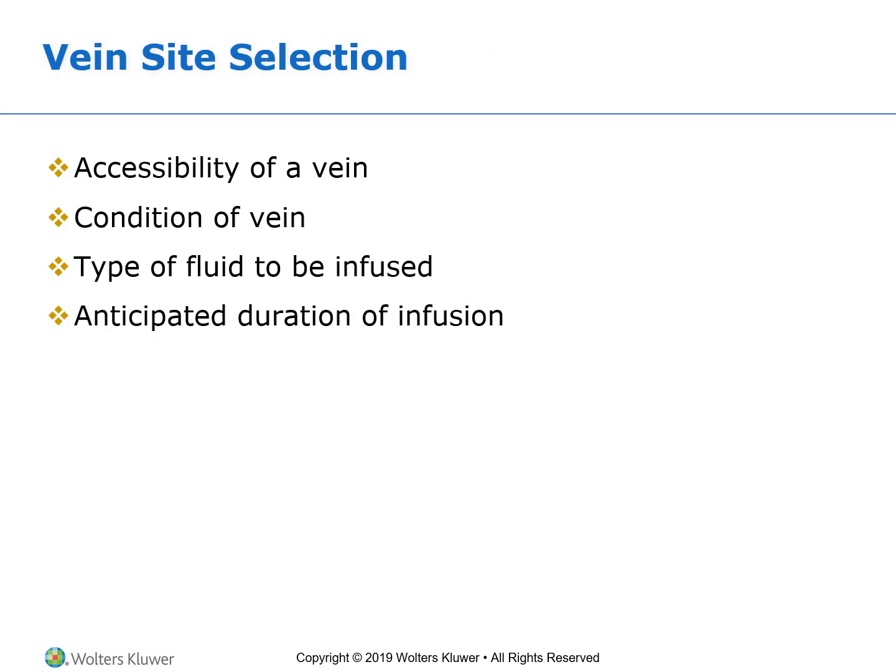So when we're doing those vein selections, again, accessibility of the vein. How good is that vein? What condition is it in? All right, what type of fluid are we infusing? Can the vein handle it? What is the anticipated duration of the infusion? Okay, because if we're giving it over a long period of time, then we might not be able to go with something like a PIV. We might have to go with the central line. If we're only giving it for a week, then we might be able to go with something like a midline.